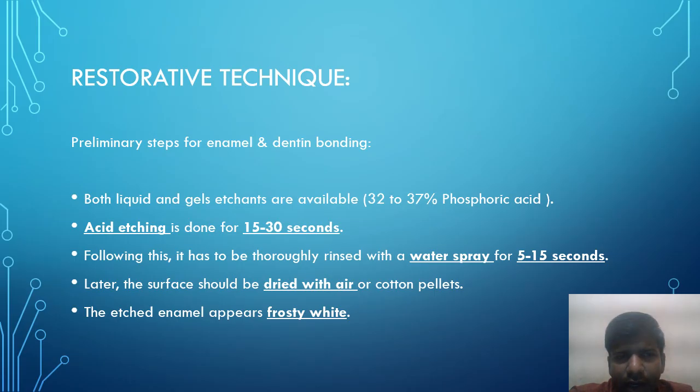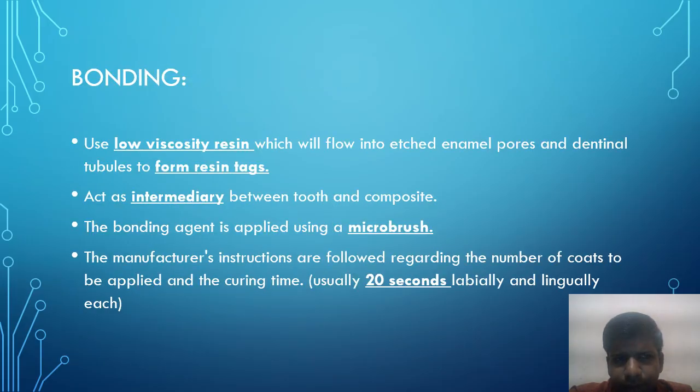Coming to the restorative technique, the preliminary steps for enamel and dentin bonding. Both liquid and gel etchants are available, which is almost 37% phosphoric acid. Acid etching is done for about 15 to 30 seconds. Following this, it has to be thoroughly rinsed with water spray for 15 seconds. Later, the surface should be dried with air or cotton pellets. The etched enamel appears frosty white.